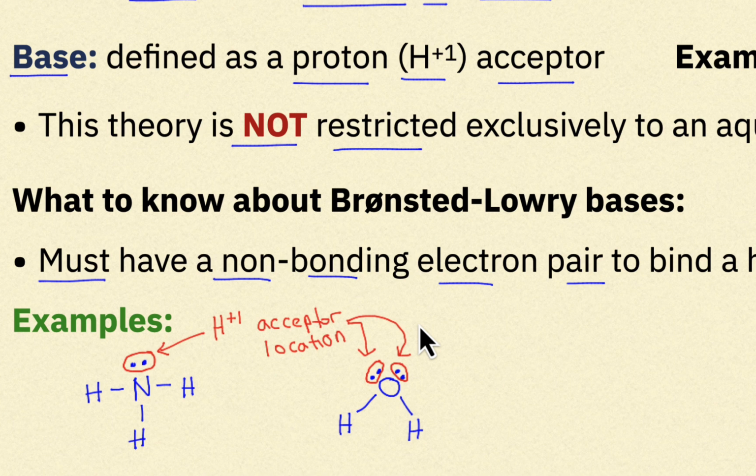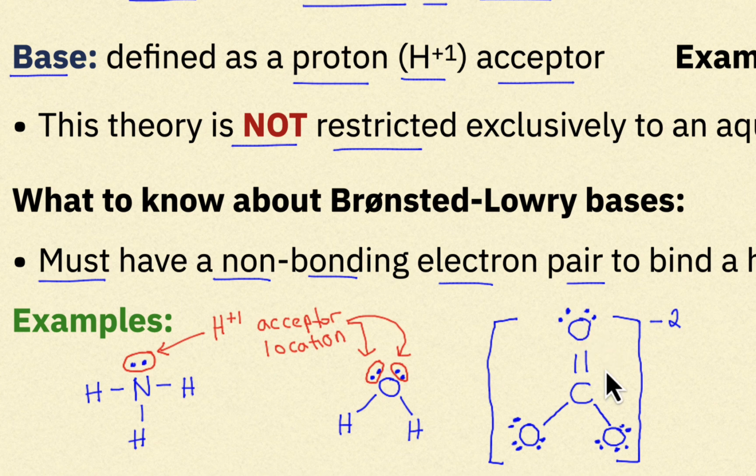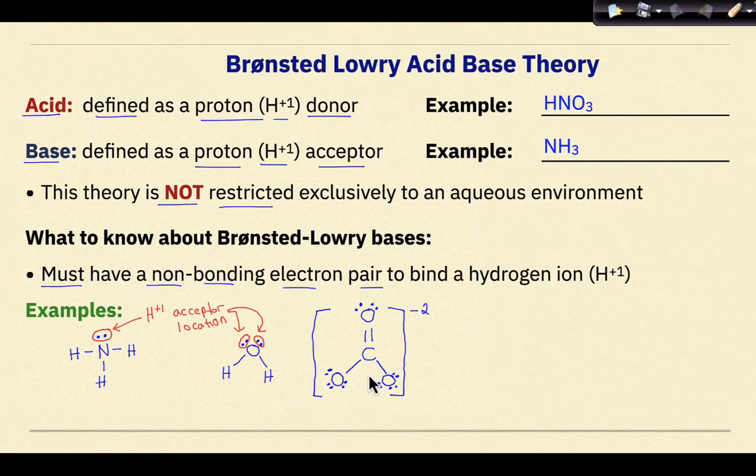The last example here is the carbonate polyatomic ion, CO3 2-. When we look at the carbonate ion, we can see multiple locations, especially down here with these oxygens, where a hydrogen ion could be accepted to form a coordinate covalent bond. So therefore, the carbonate ion is an excellent example of a Brønsted-Lowry base.